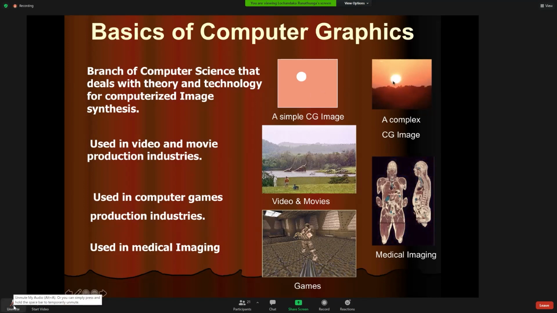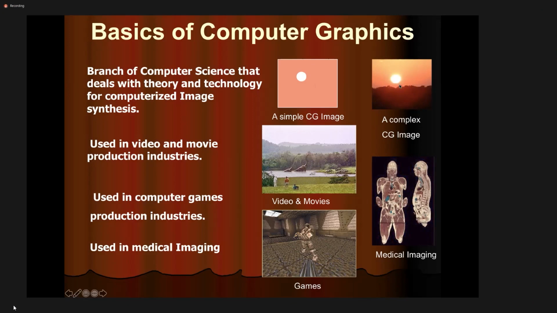How do you get details here? Why are there not many details here? How do you get these details here?